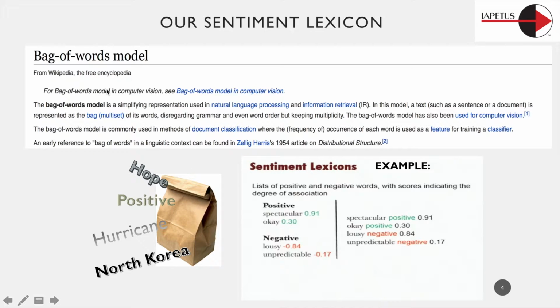So our lexicon, we use a bag of words model, and that's primarily information retrieval. So we're looking at text analytics. So our bag is filled with words, right? So here are a couple examples, and then we quantify each of those words. So we weigh them. Similar to this example here, positive words, negative words.